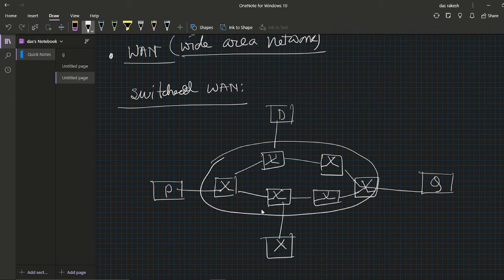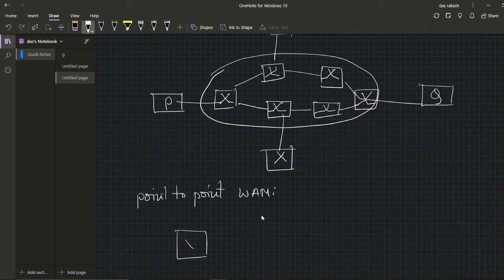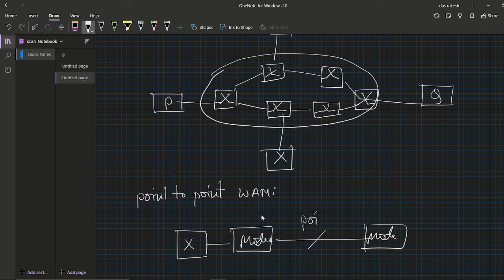There is also another WAN known as point to point WAN. In a point to point WAN, a computer, say X, is connected with one modem, and this is directly connected to another computer. This line is known as a point to point WAN, P2P WAN. So there is one modem, and another PC is connected here.